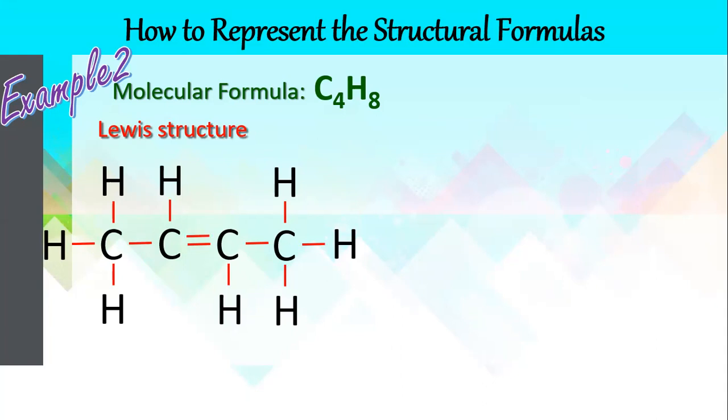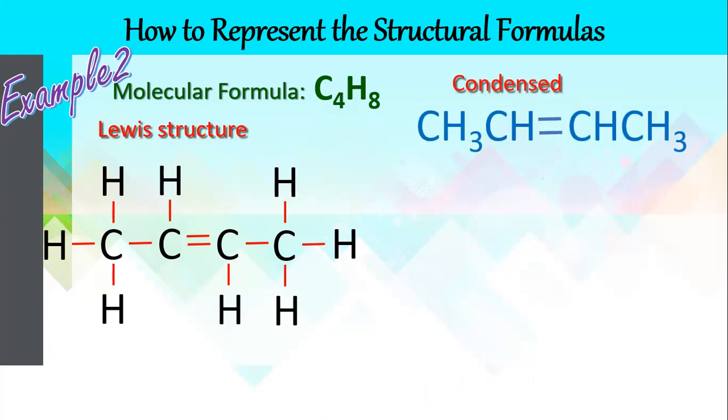If we count the number of electrons around this carbon, it is now 1, 2, 3, 4, 5, 6, 7, 8. So it is now complete. Same goes with the other carbon. And this is the condensed formula. If there's a double bond or a triple bond in a formula, it must be visible in the condensed formula. So please take note of that. Double bonds and triple bonds are always visible in a condensed formula.